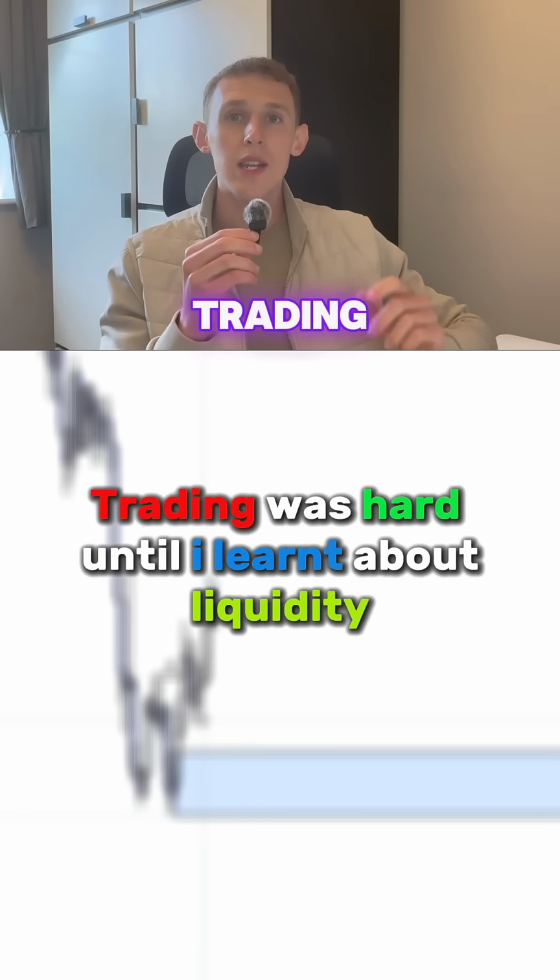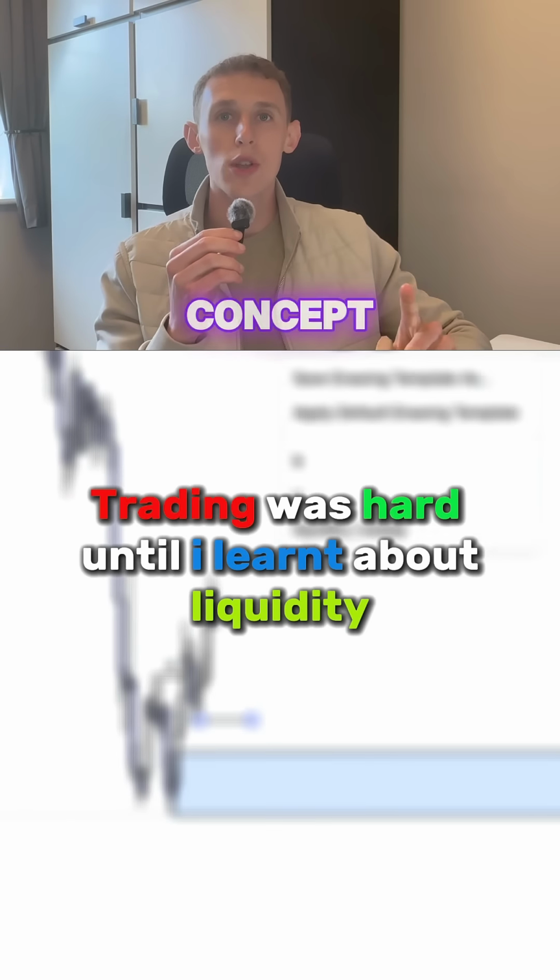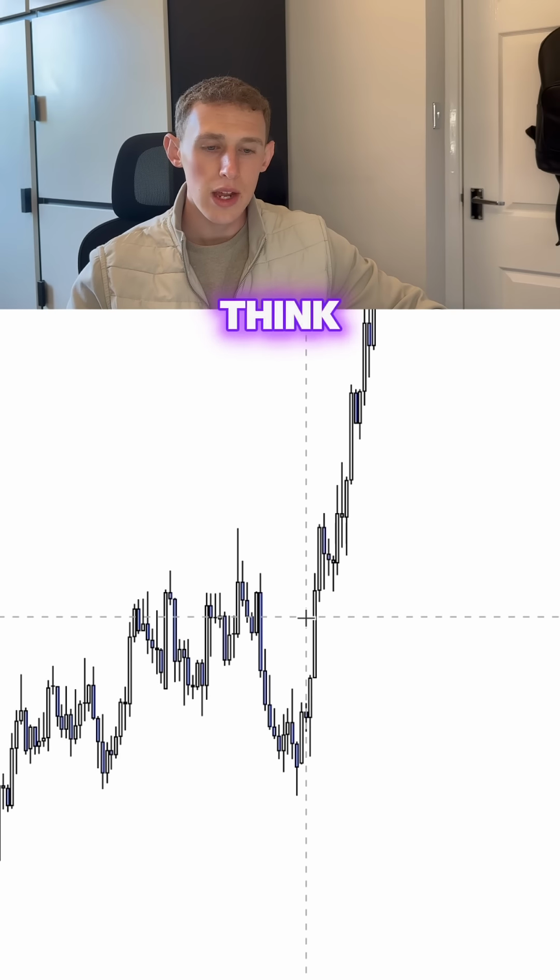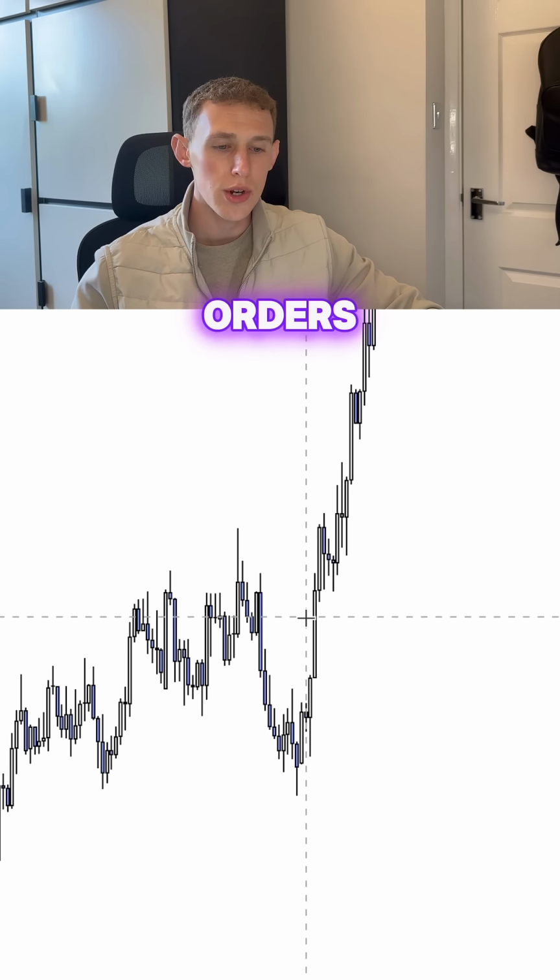I failed at trading until I understood this one simple concept. Now guys, you can basically think of liquidity as previous orders in the market.